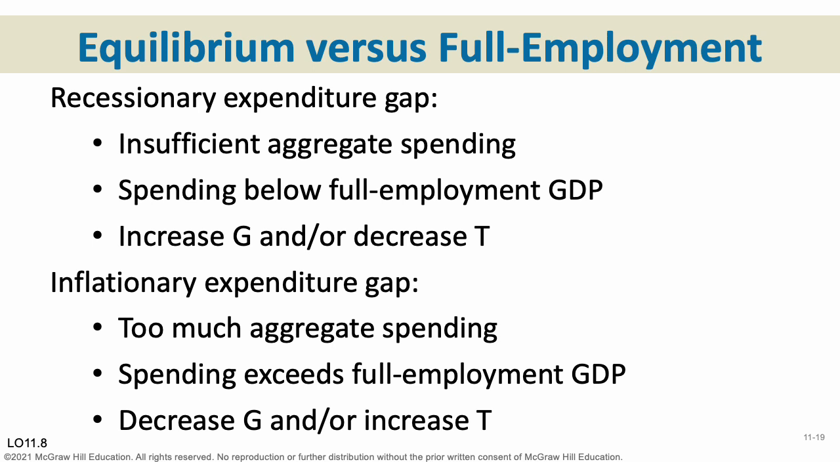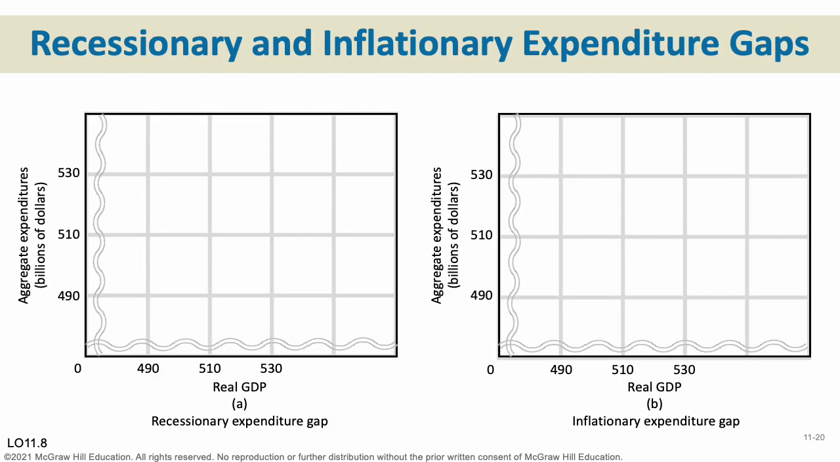So the first one is not enough spending. We're spending below our full employment GDP, and what we have to do in a recession like that is increase government spending or cut taxes. We see that often in recessions. In inflation, we can either decrease government spending or increase taxes. We don't do that nearly as much. That's what we're dealing with right now. With the inflation we've been seeing, spending is usually exceeding full employment GDP, and remember, when there's too much spending, you get inflation. So these are two examples here.